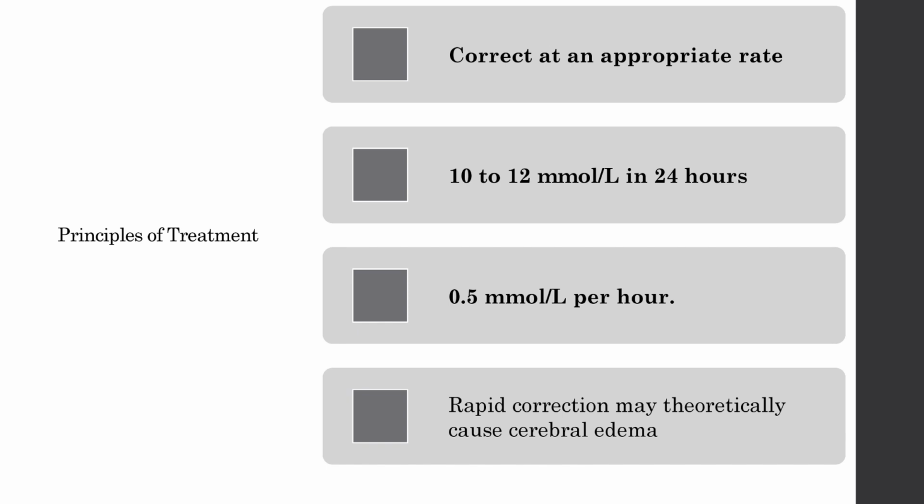Correct at an appropriate rate. This is extremely important. In chronic hypernatremia, correction should generally not exceed 10 to 12 millimoles per liter in 24 hours, or approximately 0.5 millimoles per liter per hour. Rapid correction may theoretically cause cerebral edema because adapted brain cells rapidly absorb water.